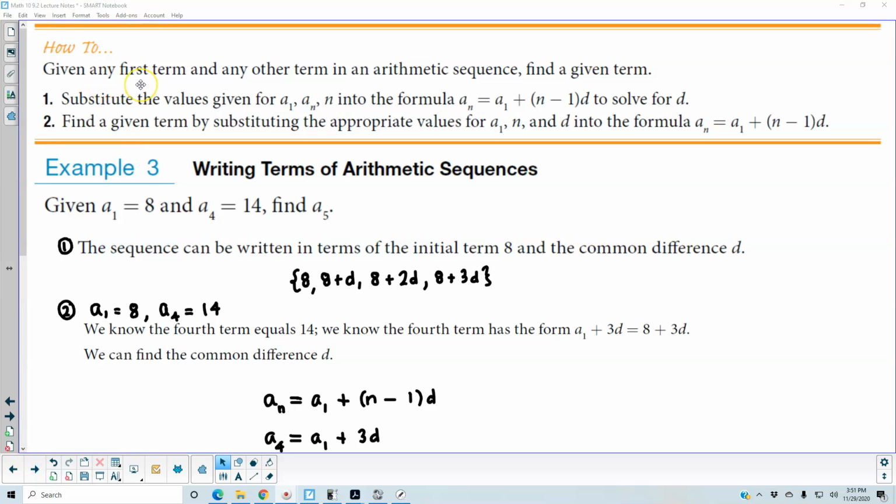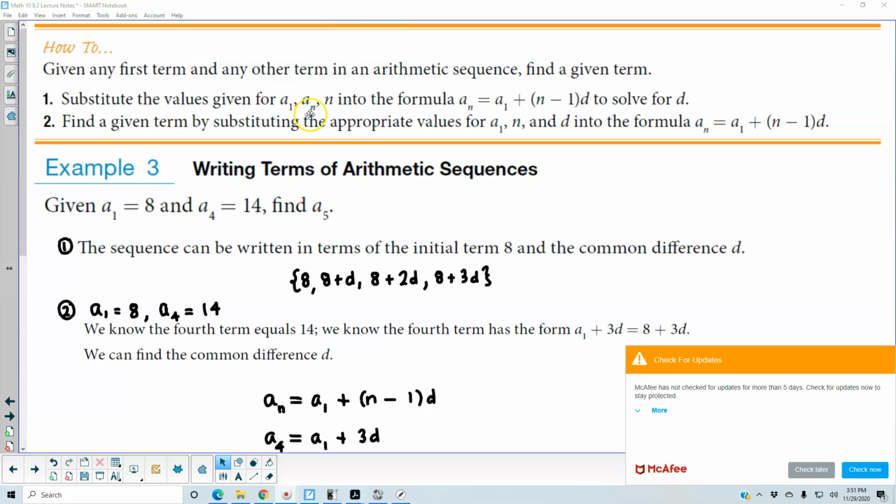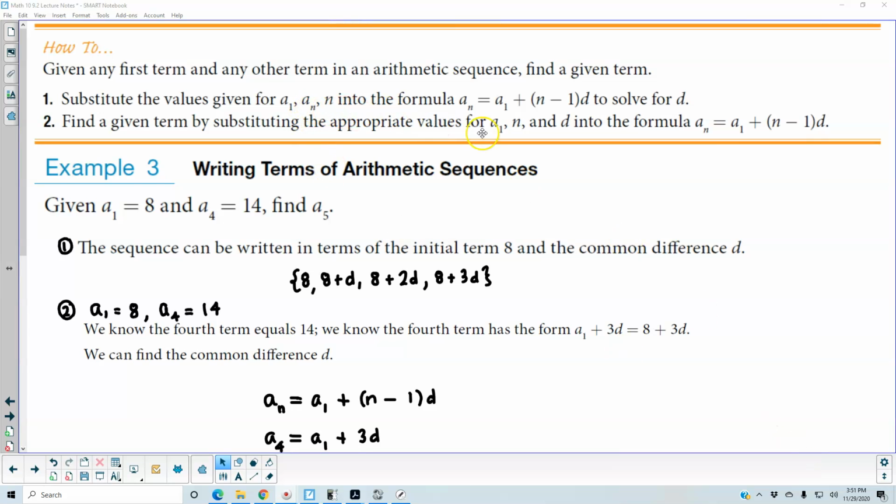Okay, given any first term and any other term in an arithmetic sequence, we want to find a given term. Step number one, we're going to substitute the values given for a subscript 1, which is the first term, a subscript n, and n, into the formula a subscript n equals a subscript 1 plus parentheses n minus 1 times d, which is the common difference, to solve for d.